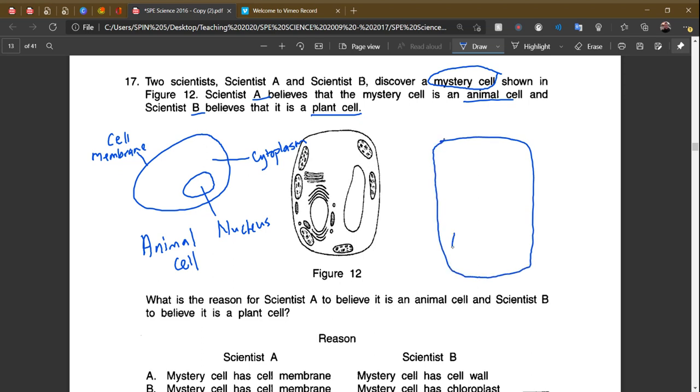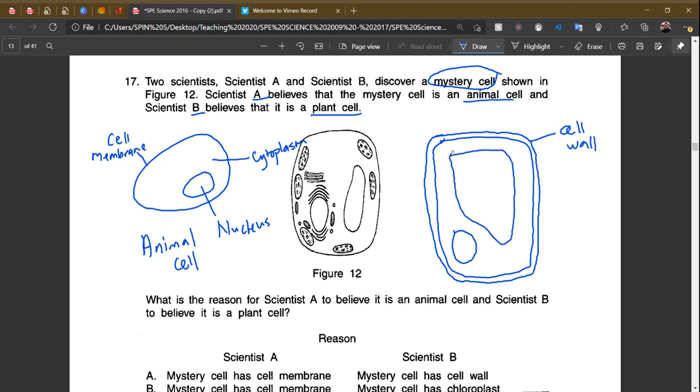And also have nucleus, but additionally you also have an extra layer on the outside, which is called cell wall for plant cell. And plant cell also have this extra water component called vacuole.